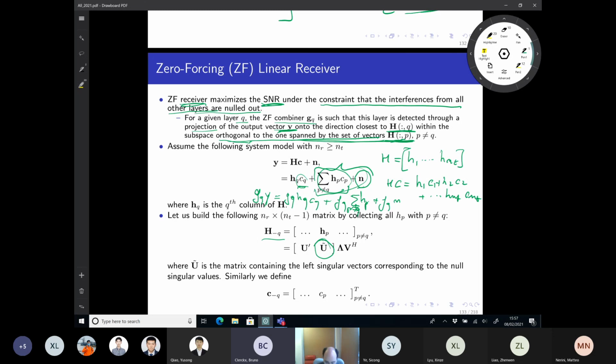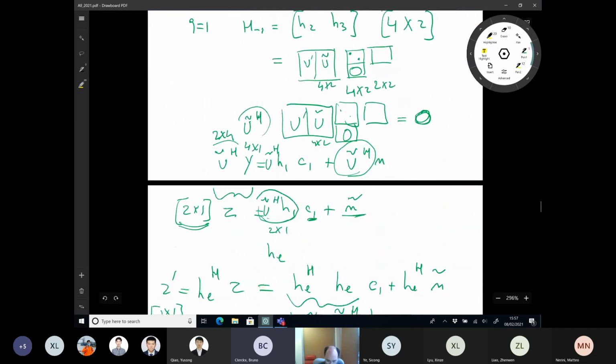Okay, so here we don't do that. We don't care about the noise here. First, we just want to get rid of this interference. So that's why I'm projecting along U tilde here. Get rid of the interference. And once I have that, then I want to maximize the SNR, and that's why I'm doing the maximum ratio combining.